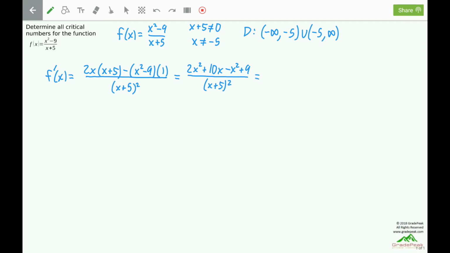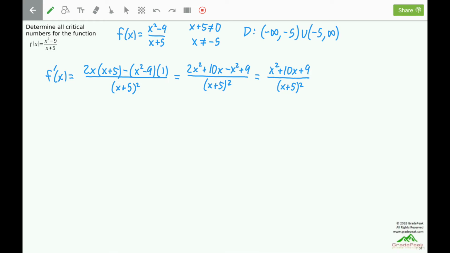In the numerator, we can combine like terms together. There's a 2x squared and a negative x squared. 2 minus 1 is 1, leaving a positive 1x squared plus 10x plus 9, all over the denominator left alone, (x plus 5) quantity squared. We have the derivative written as a single fraction.